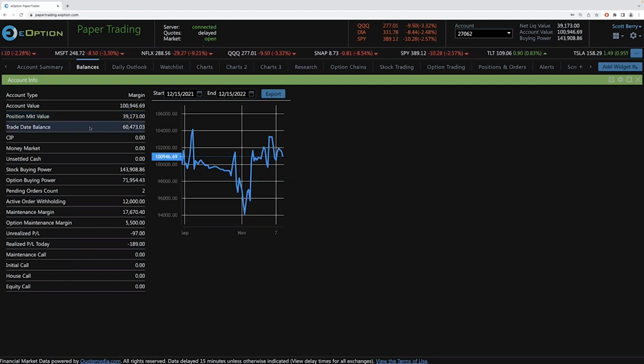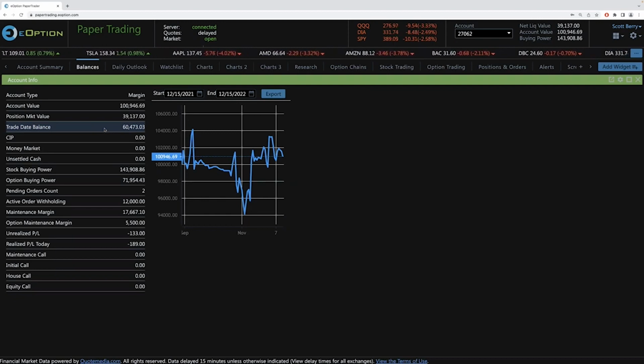The next line item is the trade date balance. And to me, this is one of the most important numbers on the account information tab. That is your physical cash position. So if you go in and sell a stock for $10,000, this number would immediately go up by 10,000. And basically, if you don't want to go on margin, you don't want this number to be negative.